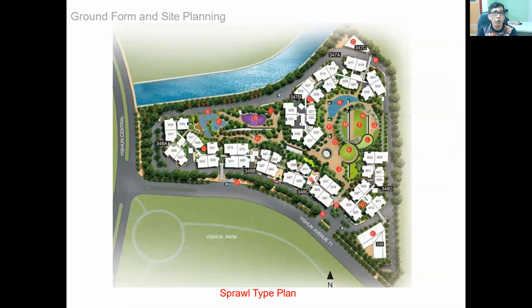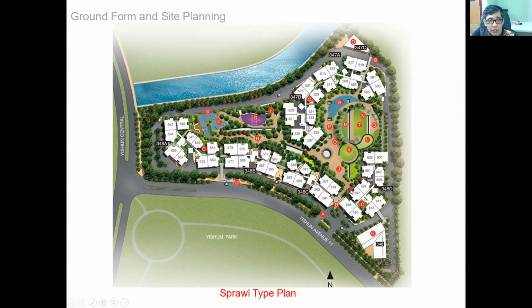This is another sprawling type of development, maximizing the view of some of the buildings. So these are buildings that have good views. These are buildings that have good views of the park. This building has a good view of the river. So all of the buildings have views that are maximized.